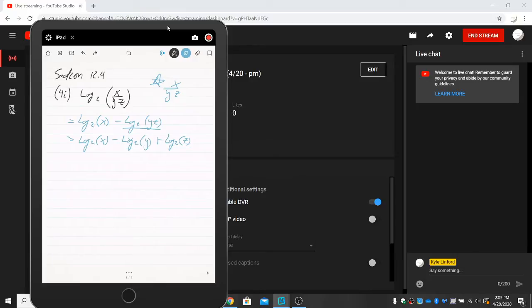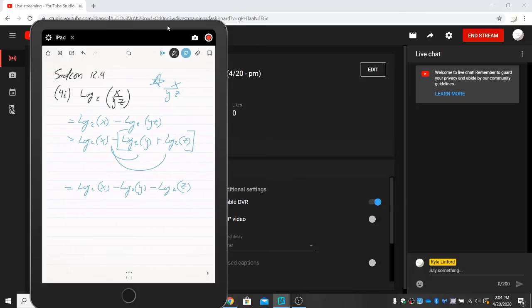Now, I'm going to do something very careful here. I'm going to put this whole expression in parentheses or brackets. The reason for this, keep in mind that I'm saying I'm subtracting log 2 of yz. Well, this is what that equals, so I'm subtracting the whole thing from it. That means I'm going to have to distribute this negative through. And so let's go ahead and do that. We end up with log 2 of x minus log 2 of y minus log 2 of z.